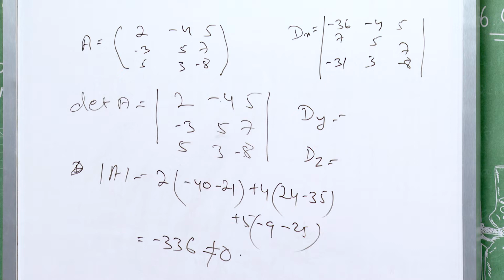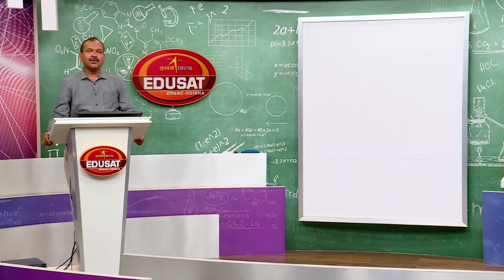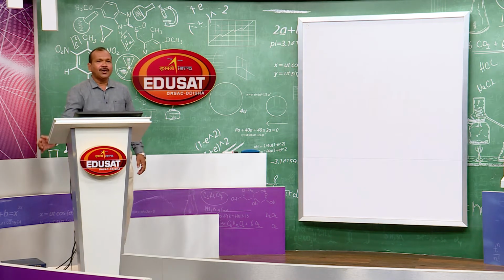minus 13544. Then x is equal to dx by d, that value becomes 2, and similarly y is equal to dy by d, that is equal to minus 3, and z is equal to dz by d, that is equal to 4. Now we discuss the properties of determinants.